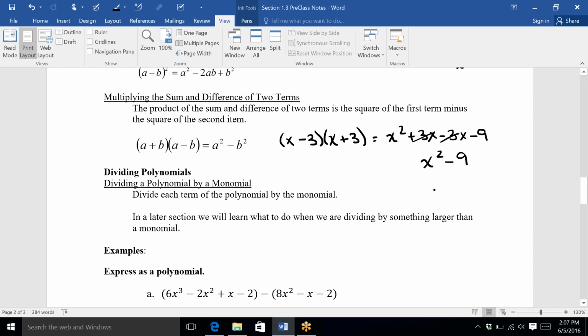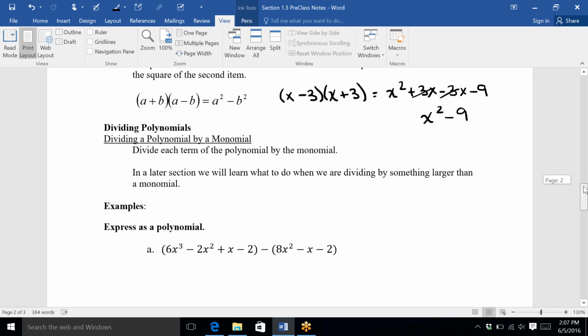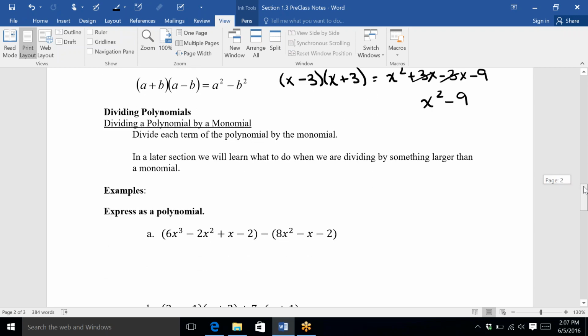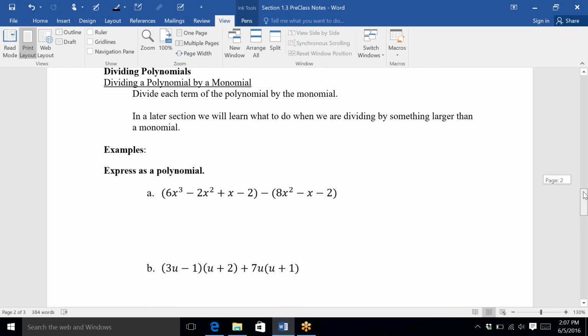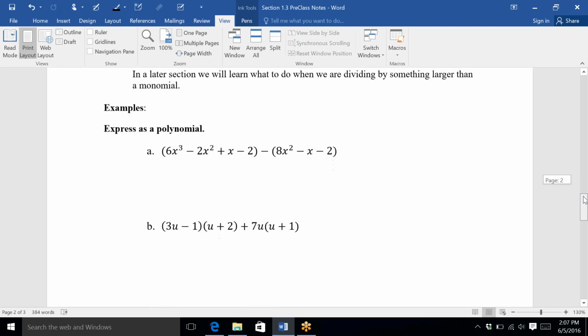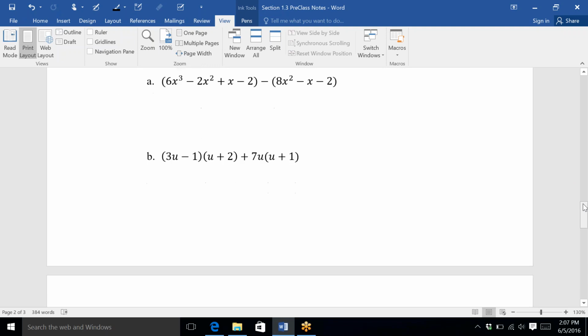Dividing a polynomial by a monomial is pretty easy. You just split it into separate fractions and reduce them. We'll see one of those in a minute. We'll do harder things later on. In Chapter 4, we will teach you how to do long division. Okay, so we're at our examples now.